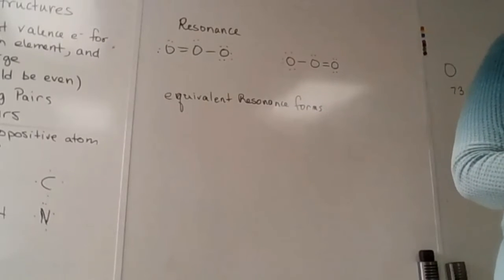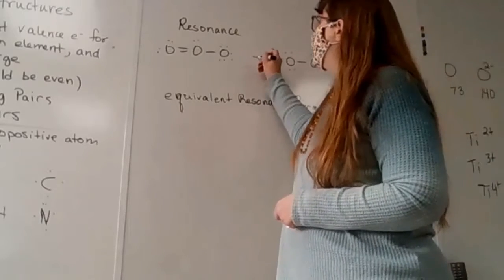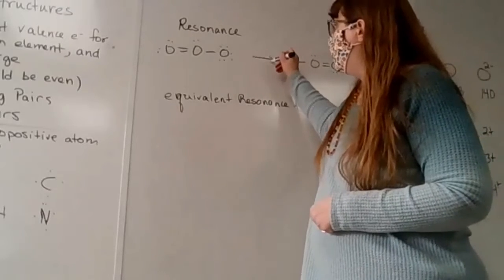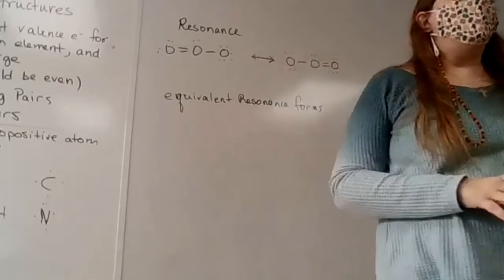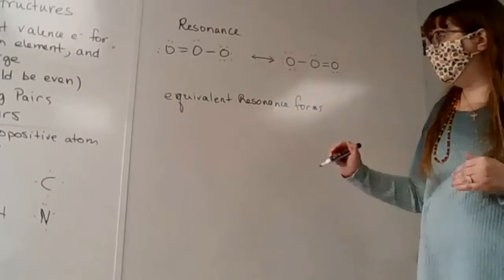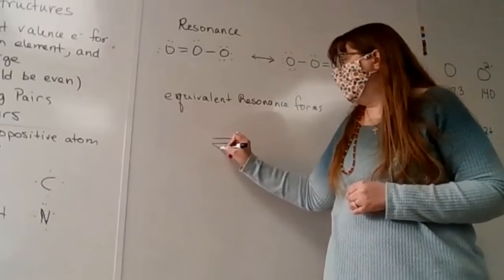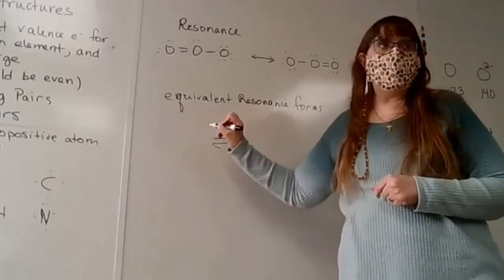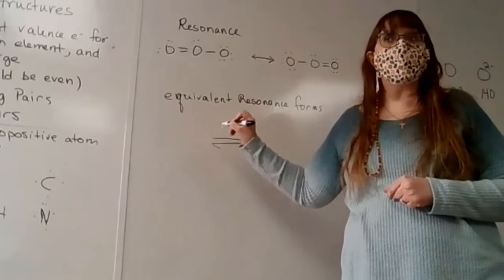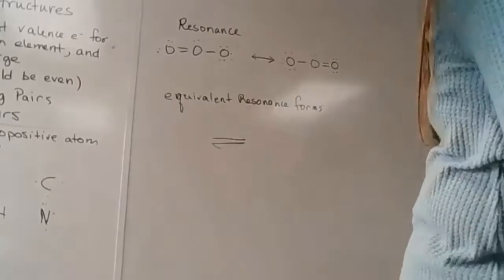Now, how do I indicate that these 2 drawings are in resonance with one another? Not the charge, the arrow. We have an arrow that has an arrowhead at both ends. This is different from an arrow pointed one way and underneath it an arrow pointed the other way. That kind of arrow means equilibrium, a chemical reaction going on and we're in equilibrium. That is not the same arrow.